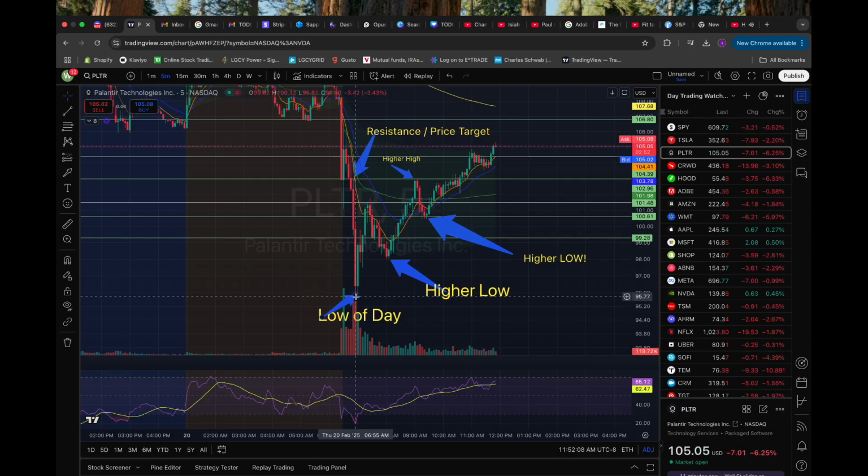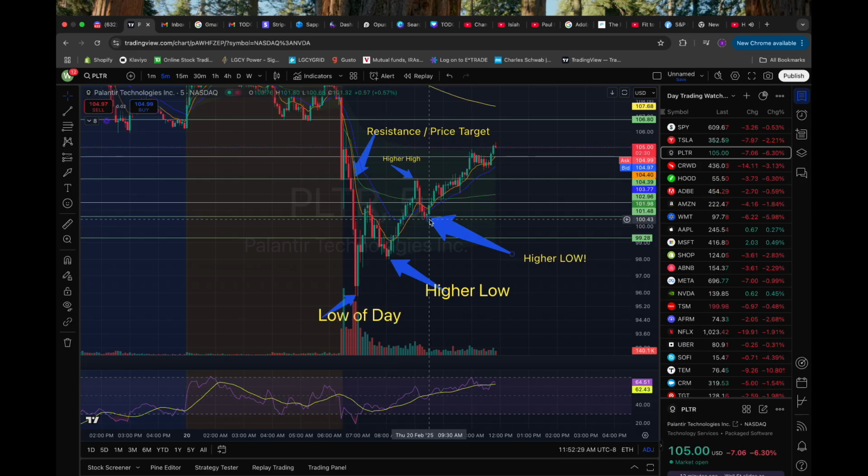So this is the low of the day. So this is the support for the day. And then look what the stock does. It comes up, it rejects off of this level, then it comes down, but it comes down to a higher level, right? And then it reverses and goes back up to this resistance level right here. And then boom, look what happens.